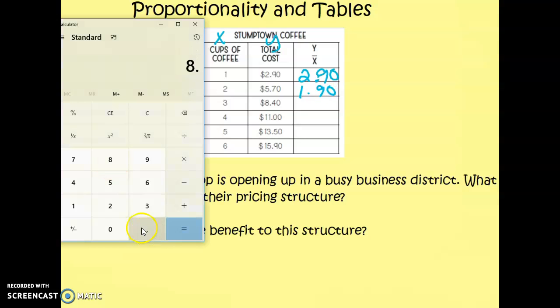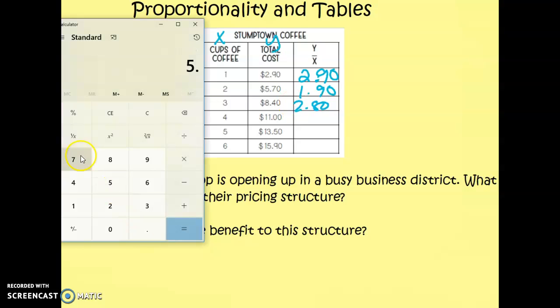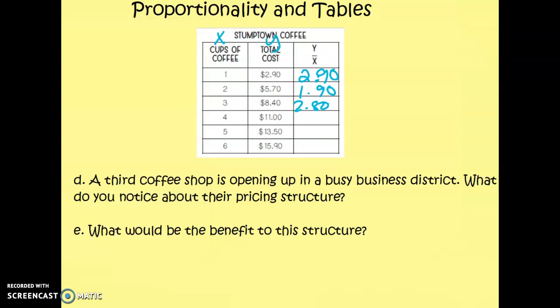We've got $8.40 divided by 3, $2.80. That one, I'm going to calculate again because that one looks wrong. Divided by 2, I think. Yeah, I did. I typed 3 in here instead of the 2. So this one's $2.85.